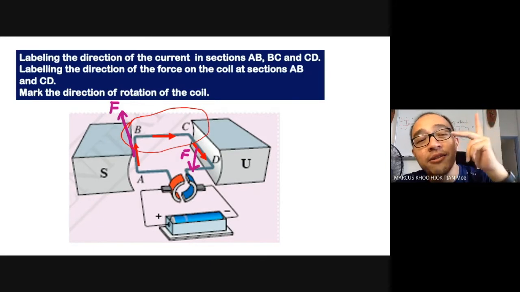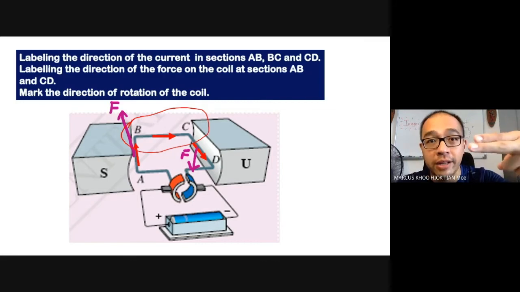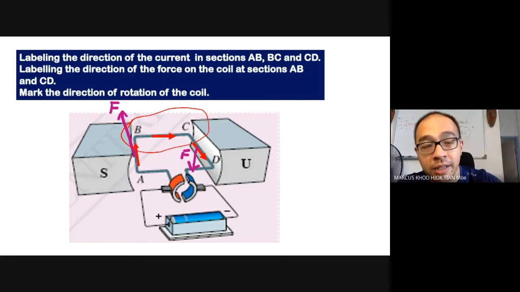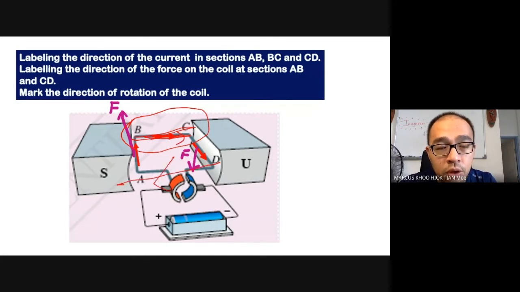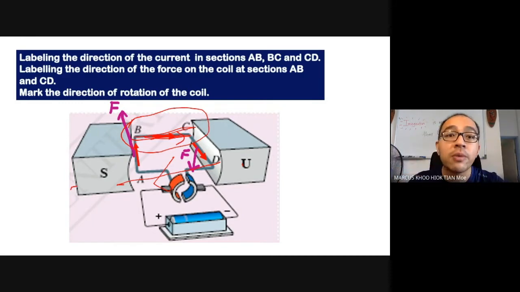So anyway, remember, B and I, okay, the magnetic field and the current cannot be parallel to one another. They must be perpendicular. That's why BC, this part, doesn't experience a force. Yeah, I know, current is flowing this way, but the magnetic field is flowing this way, right, from north to south. But it's still parallel. Even if they're opposing one another, it's still parallel, and so there's no force created over there.